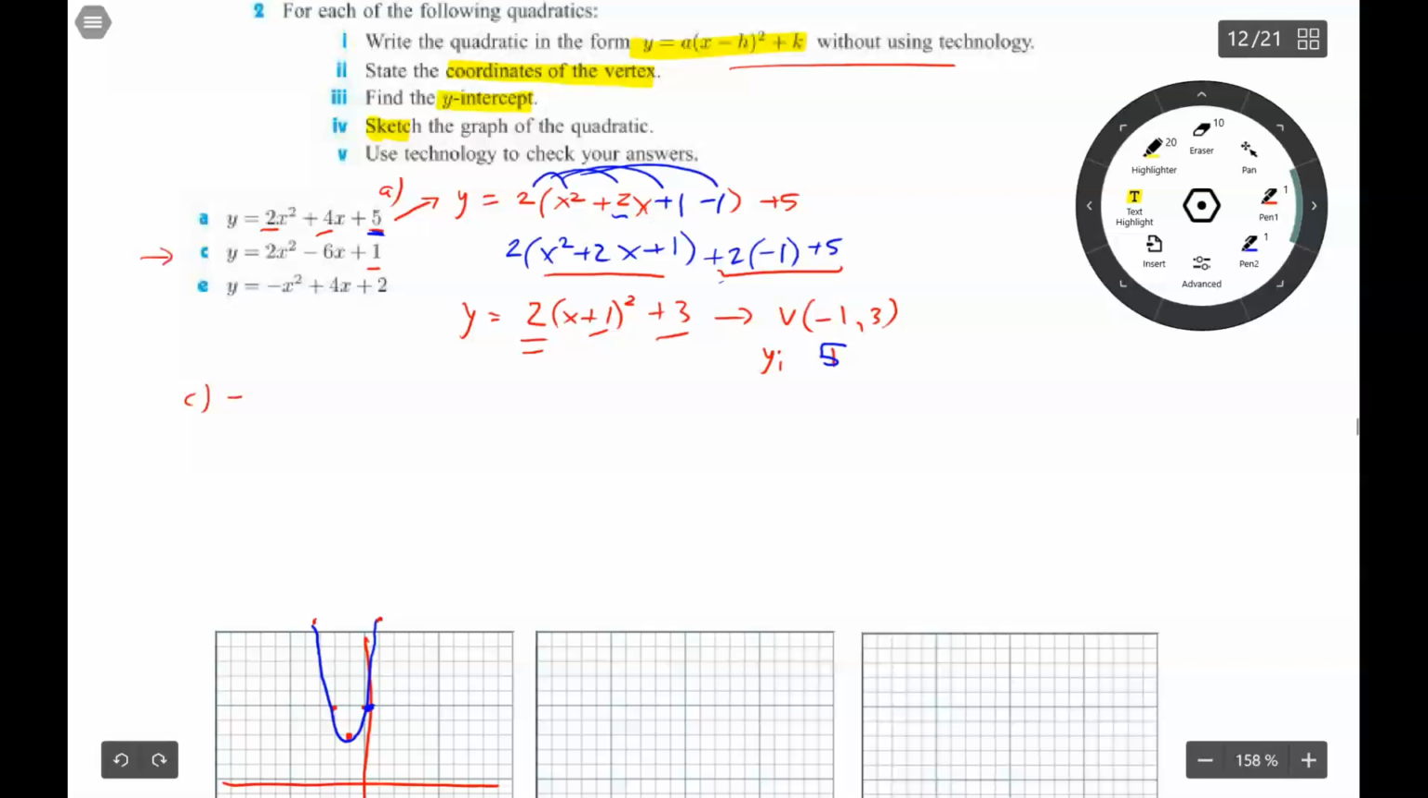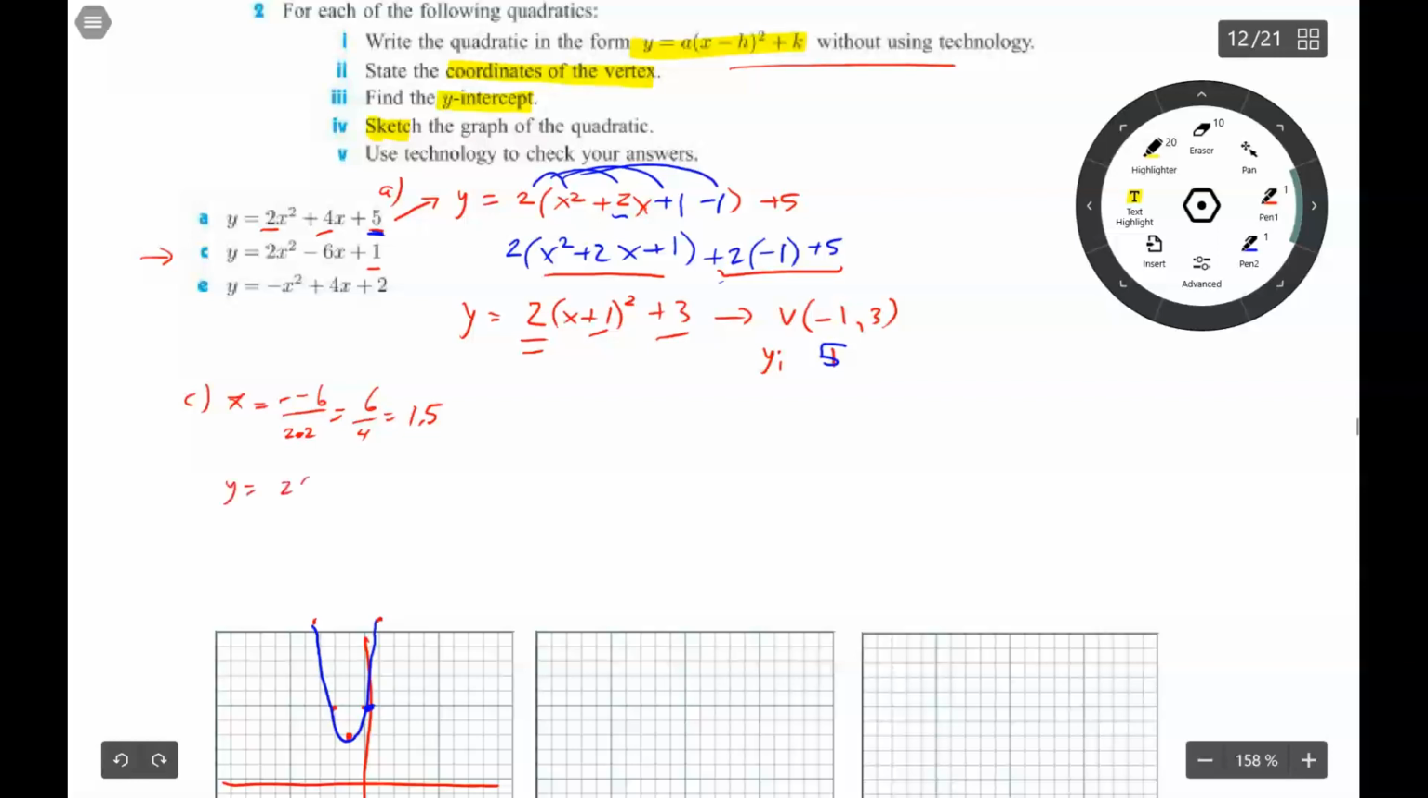Negative b would be negative negative 6, right? And 2a would be 2 times 2. So that is equal to 6 divided by 4, which is equal to 1.5. So in this particular case, the x value is 1.5 for the vertex, and the y value we can find by substituting in the formula.